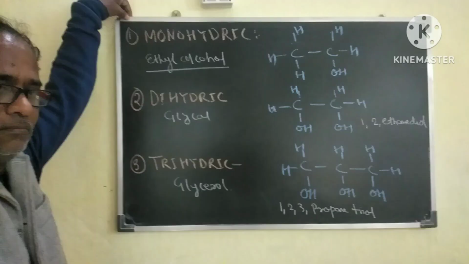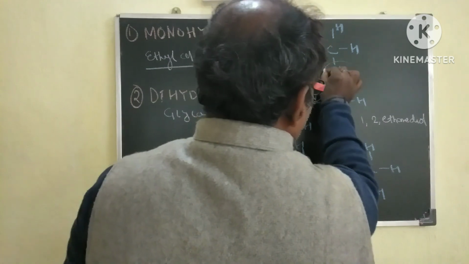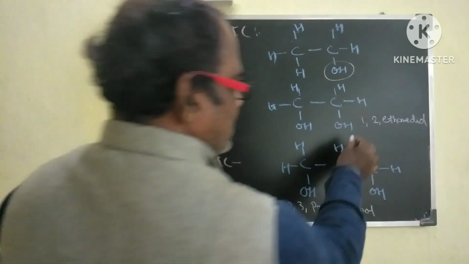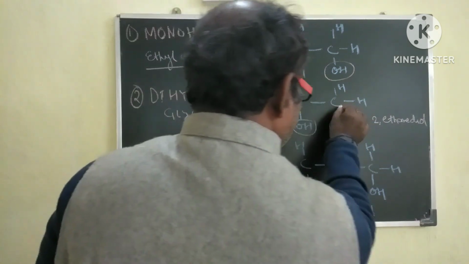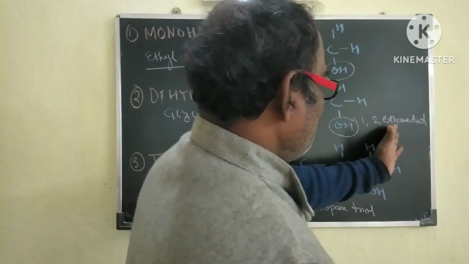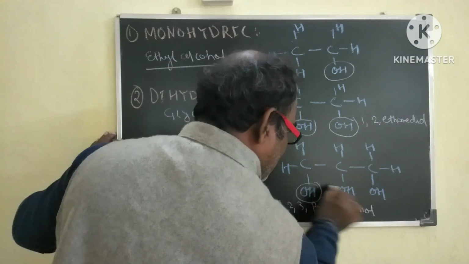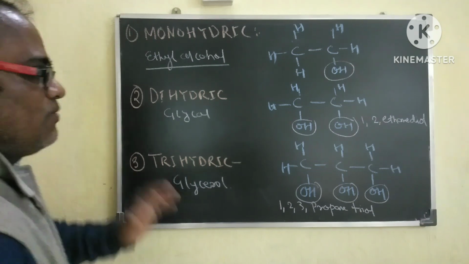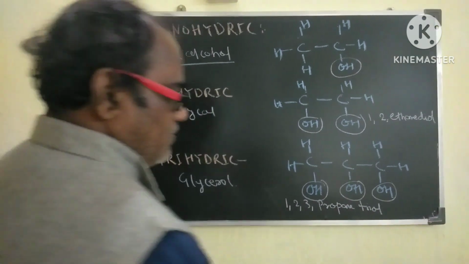Just watch it. We have monohydric, that is a single OH attached over here. Then we have dihydric, which is glycol. As I said, there are 2 OH on 2 different carbon atoms, which can be written as 1,2 ethanediol. And trihydric means 3 OH attached with 3 different carbon atoms. In this way, we can form monohydric, dihydric and trihydric alcohols as well.